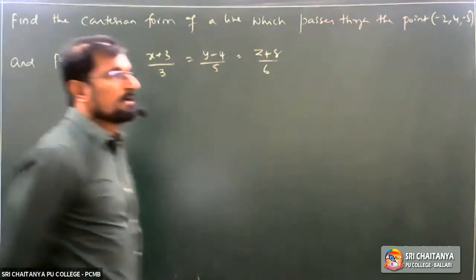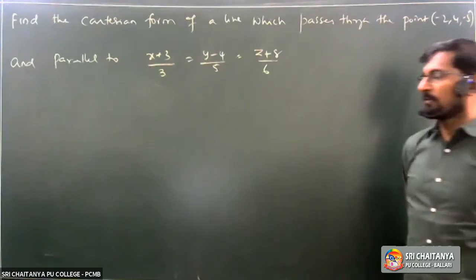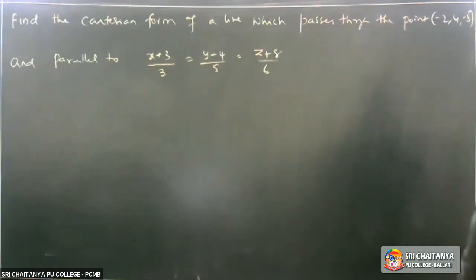Over. Write down the question. Find the Cartesian form. He has not asked you to write the vector form. Find the Cartesian form of a line which passes through the point and parallel to the vector (x+3)/3 = (y-4)/5 = (z+8)/6.